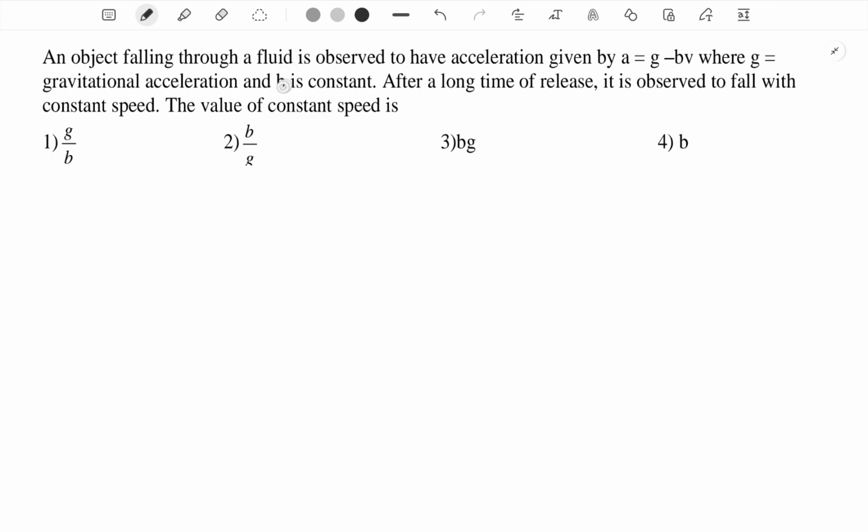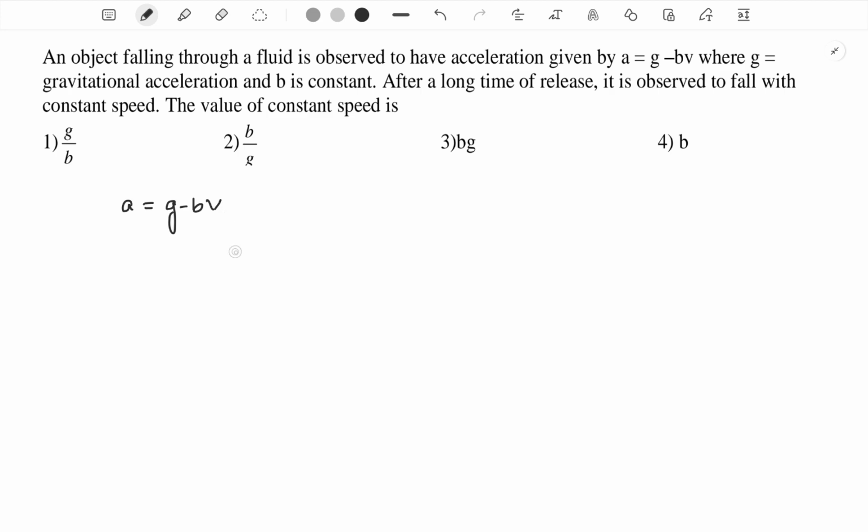An object falling through a fluid is observed to have acceleration given by a is equal to g minus bv. So definitely, as we studied in fluids, the viscous force acting depends on the speed of the body. So since the viscous force depends on the speed v, the acceleration of the body would also depend on the speed v of that particular particle. Hence we have a is equal to g minus bv. Now after a long time of release, it is observed to fall with a constant speed. The value of the constant speed is, okay.